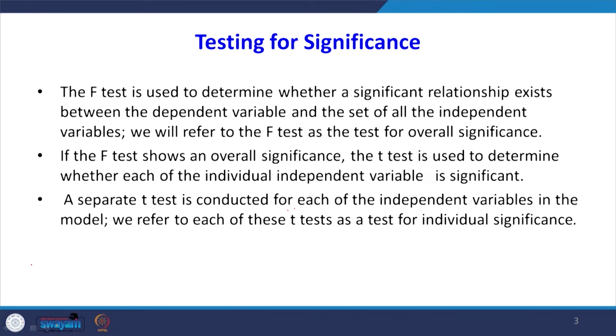If the F-test shows overall significance, the T-test is used to determine whether each individual independent variable is significant or not. A separate T-test is conducted for each independent variable in the model. So, we refer to each of these T-tests as a test of individual significance. The F-test is used for testing the overall regression model, and the T-test is used to test whether individual independent variables are significant.